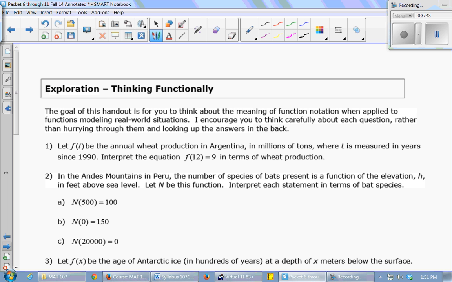Okay, so now you have a little bit of work to do to practice with function notation.